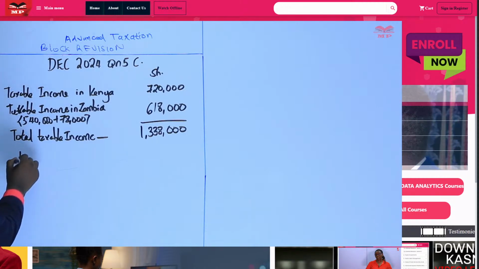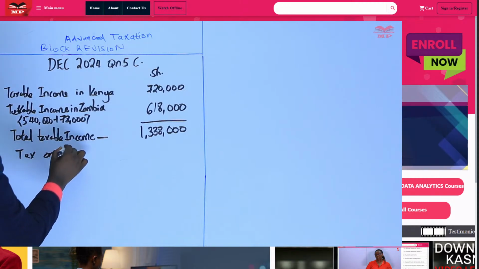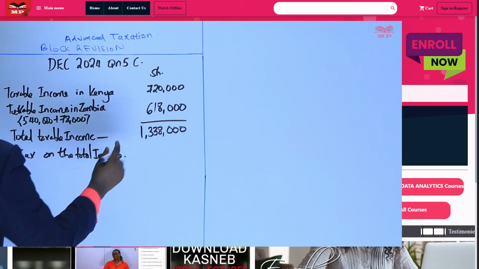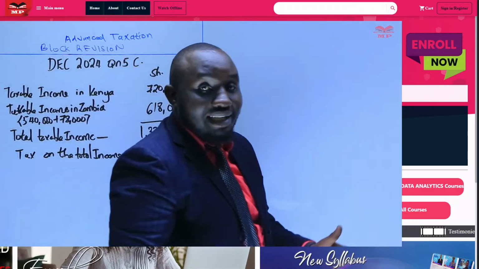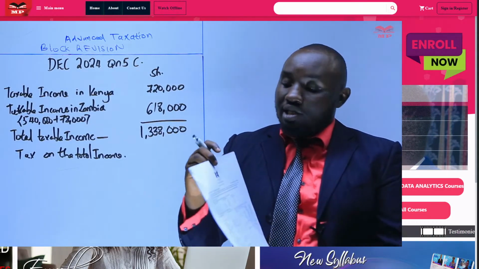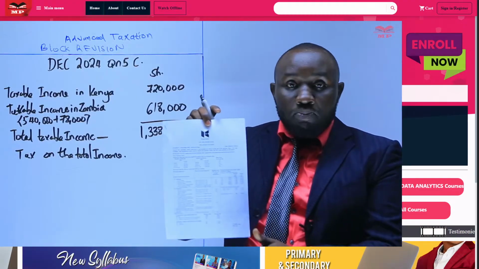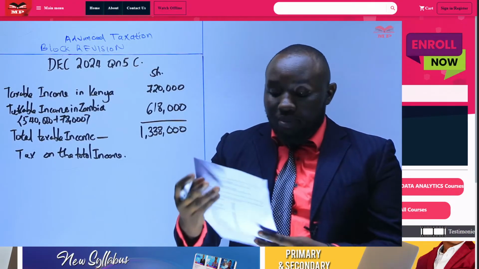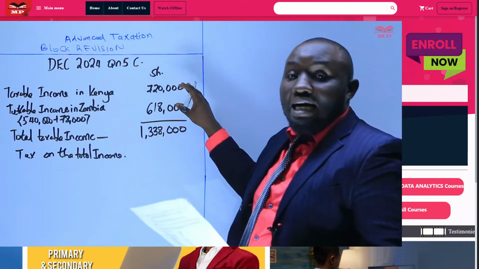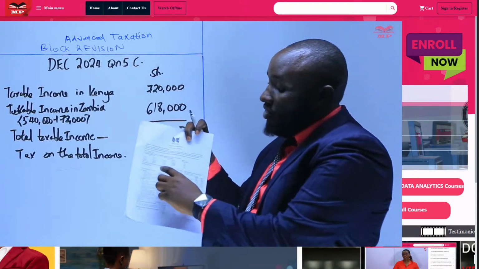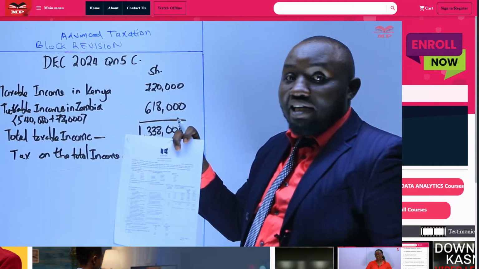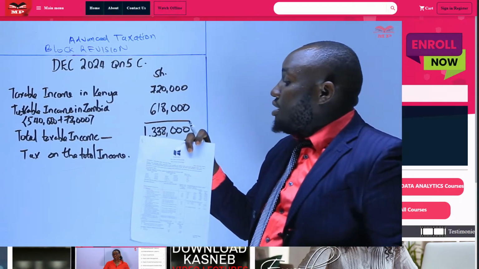Tax on the total income. So basically tax on the total income, that is income both in Kenya and Zambia. We'll look at the tax table. The tax table is normally indicated on the first page of any taxation paper, and particularly this one was for December 2024. Remember, these figures are annual. On the tax table, we have monthly and we have annual. Because the incomes are annual, we pick the figures for annual.